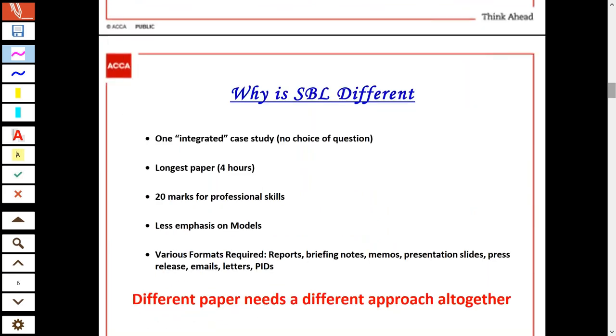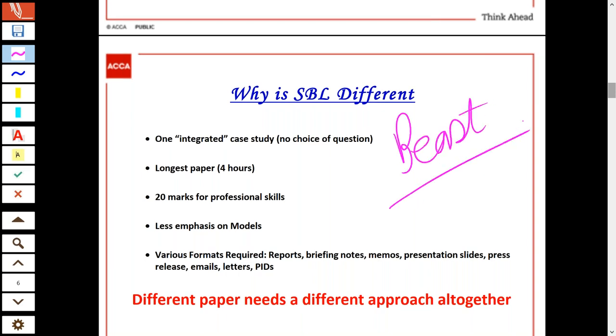Now, for those of you who are giving SBL for the first time, if I want to describe SBL in one word, it is a beast. You understand beast? Okay, so it's a beast of a subject. And let me quickly rub it before ACCA makes a noise.